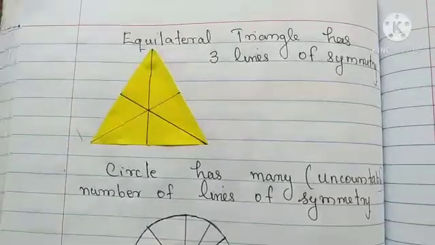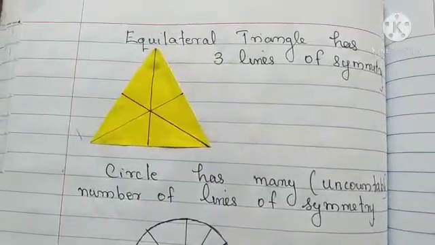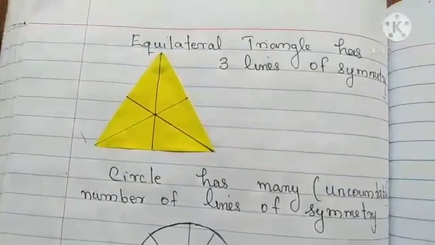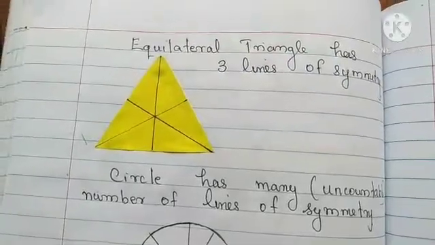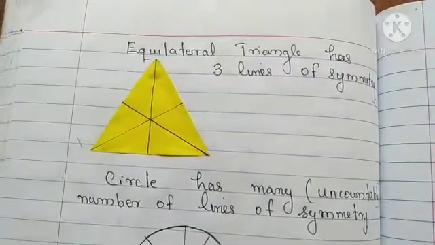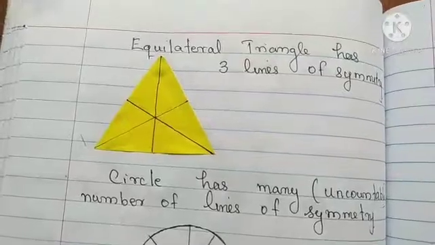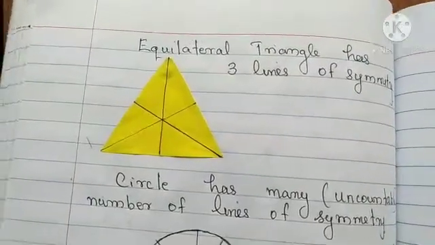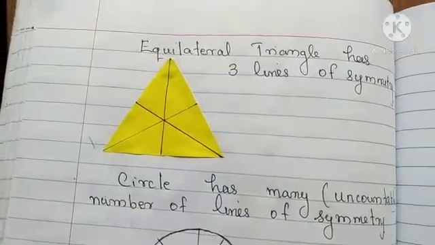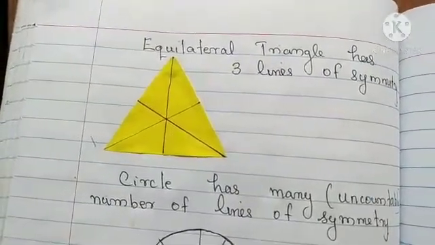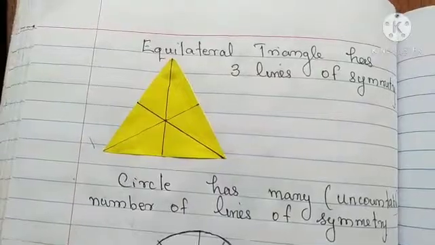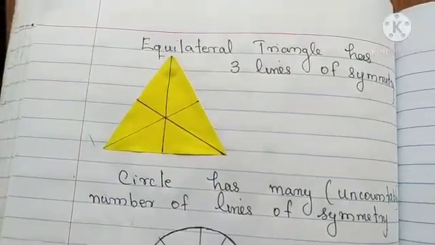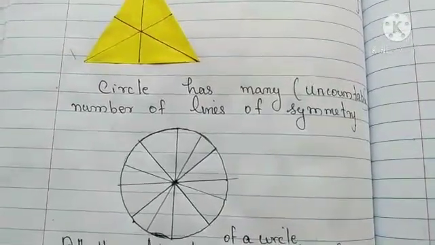Next is an equilateral triangle. Equilateral triangle means three sides will be equal. Is it? So an equilateral triangle has three lines of symmetry. Each line divides the triangle into two identical halves. The halves will have the same size and same shape. That means identical halves.